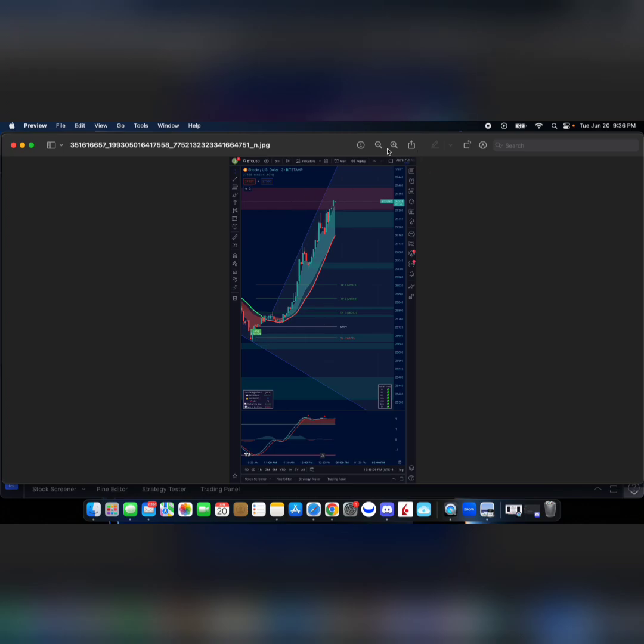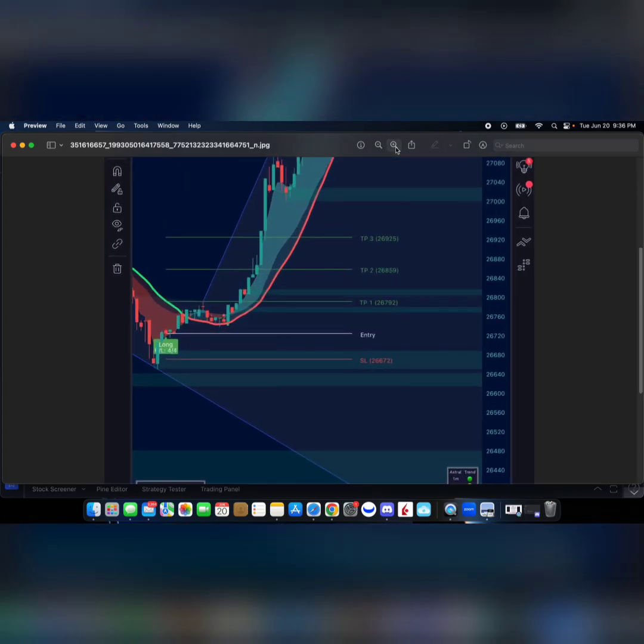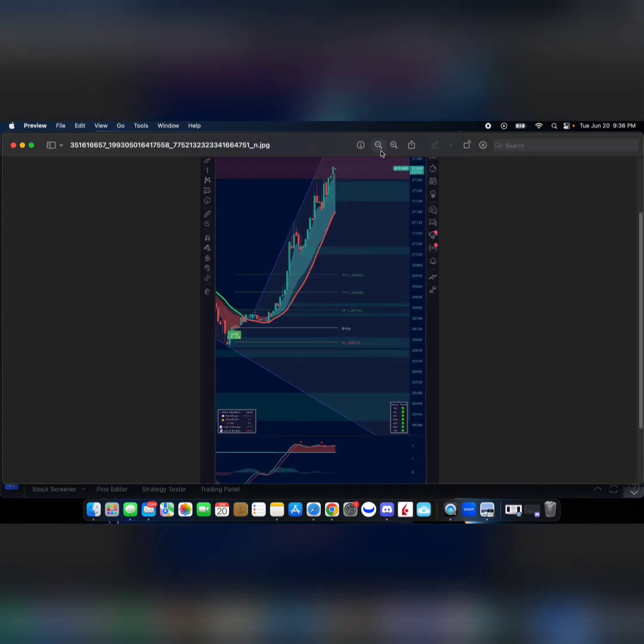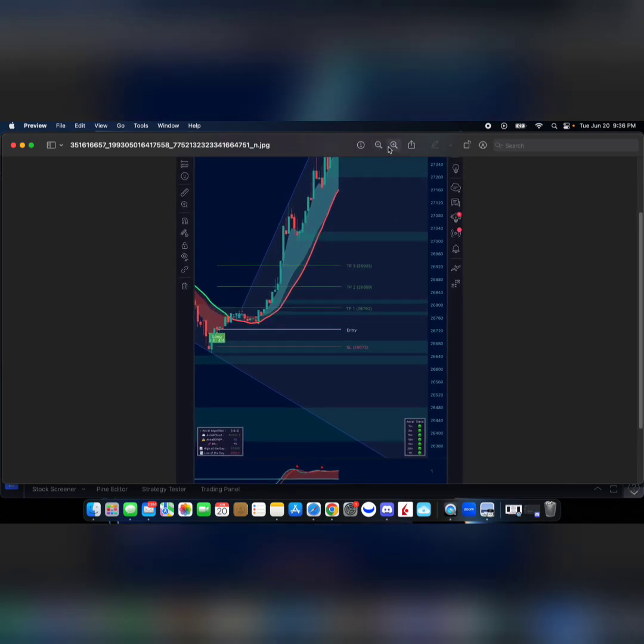So we can, this is actually Bitcoin. I thought it was pretty cool. Yeah. So it crossed over here. It kept rejecting, going down. So what would you do?